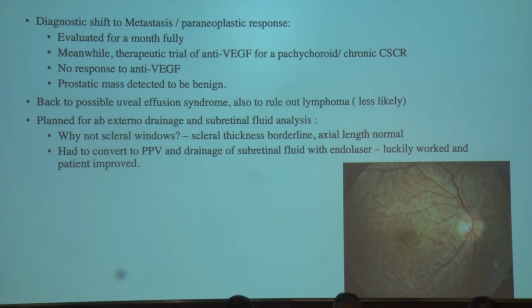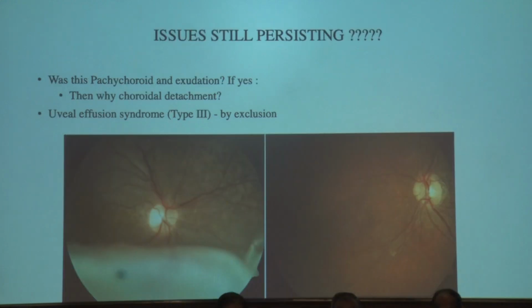But during the procedure, there was an induction of an iatrogenic break, and we had to convert the procedure to a PPV with drainage of subretinal fluid and endolaser. Luckily, it worked, and this is the post-operative photograph of the patient after 4 weeks, and his vision improved to 6/60. He's still under follow-up, and there is no active detachment as of now in either eye.